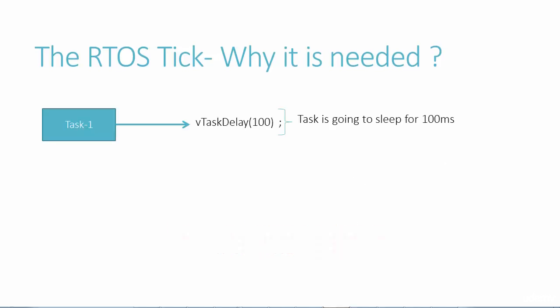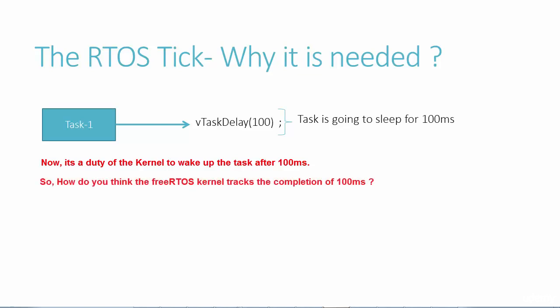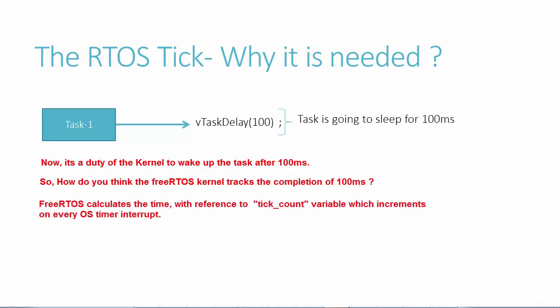Let's say a FreeRTOS task wants to sleep for 100 milliseconds. You will explore more about sleeping or blocking APIs later in the course. But for the time being, let's say a task wants to sleep for 100 milliseconds, so it calls this RTOS API. Now it's the duty of the FreeRTOS kernel to wake up this task after 100 milliseconds, isn't it? So how do you think FreeRTOS tracks the completion of 100 milliseconds? The answer is, FreeRTOS calculates the time with reference to the tick count variable.